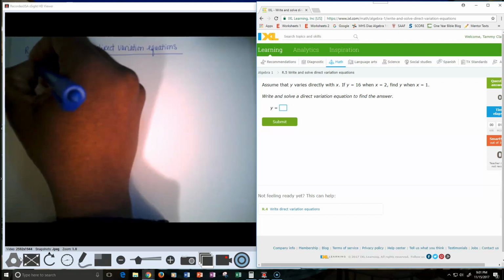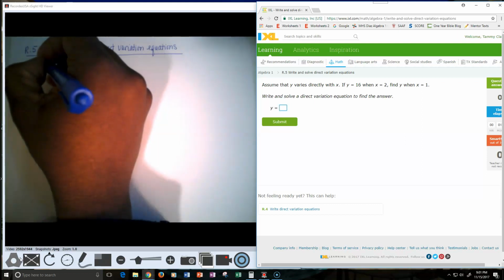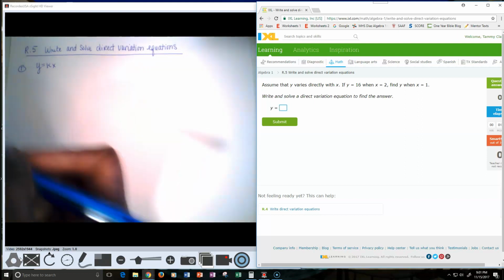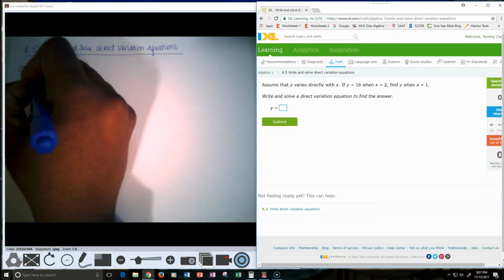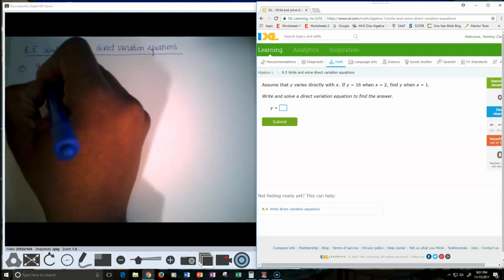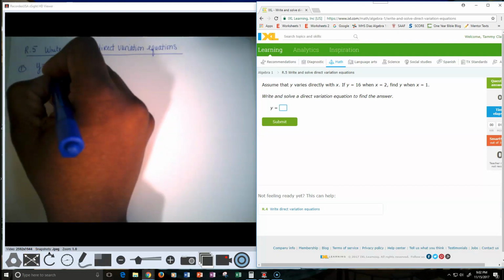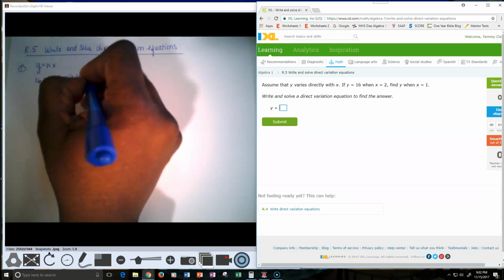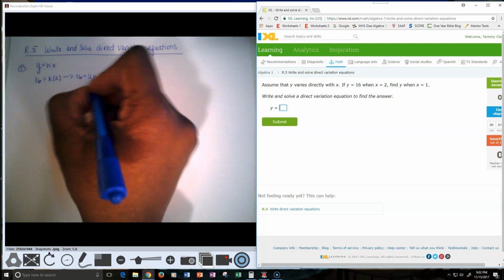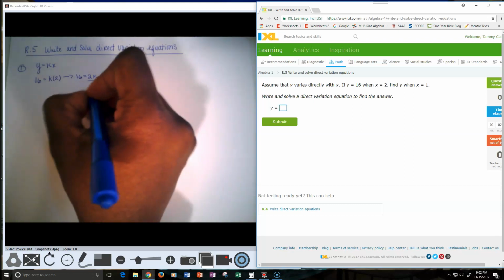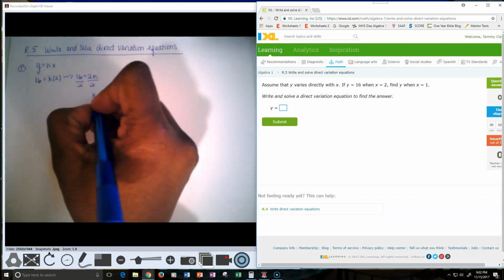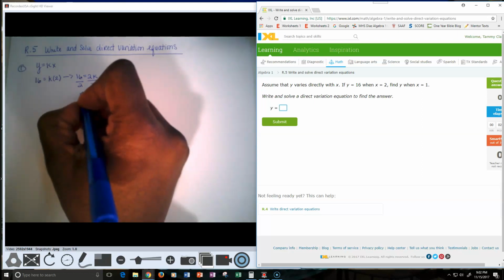Well, in all three of these R's, our direct variation equation has been the same. y is equal to kx. So this time we know that y is equal to 16, and k we don't know, but we know that x is 2. Go ahead and rewrite it in a way that's comfortable for you. So we have 16 is equal to 2k. We're going to divide by 2 on both sides of the equation, and we have k is equal to 8.